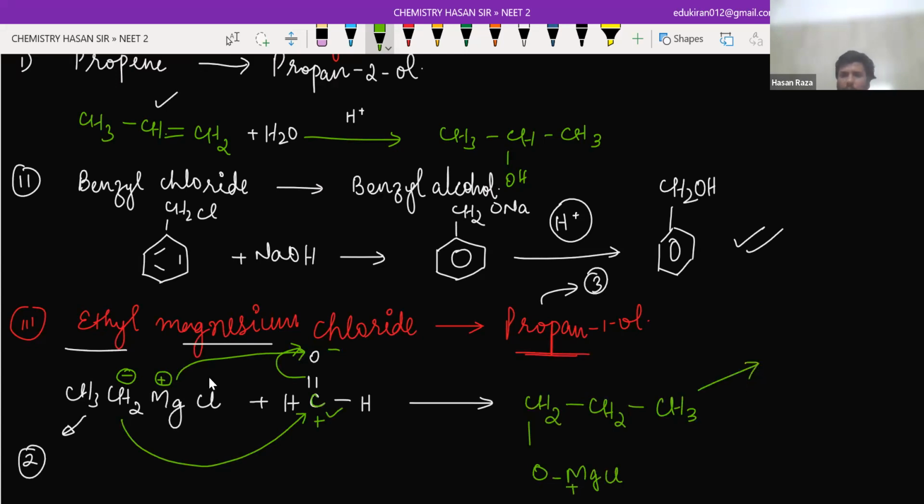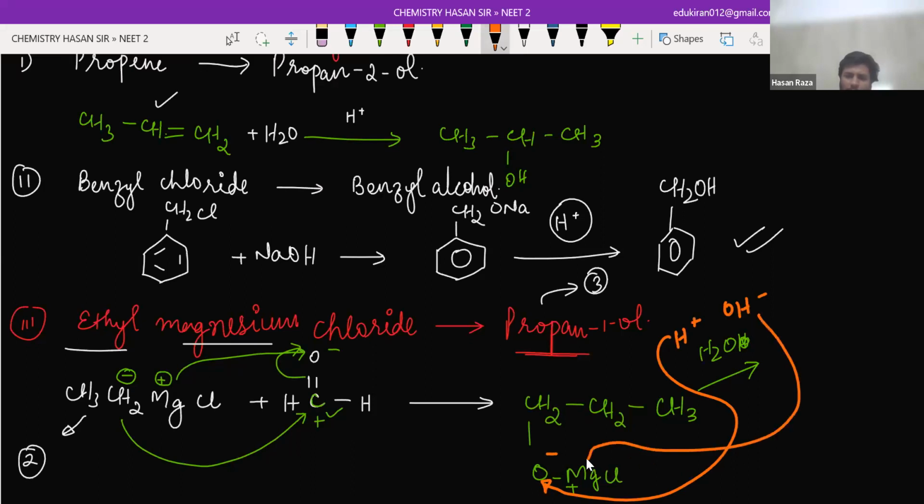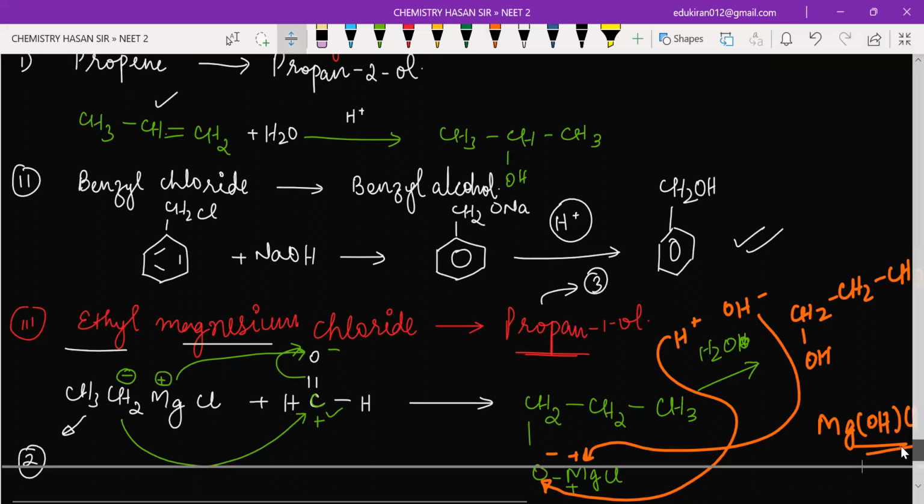This reaction will be followed by hydrolysis. You know that hydrolysis has 2 parts, H plus and OH minus. This H plus will directly come to this because it has negative charge, and this OH minus will go to this because it has positive charge. So what you will get is CH2OH, then CH2, and then CH3. This is your propan-1-ol, and the byproduct will be Mg(OH)Cl. Is that clear, Rabia? Yes, sir.